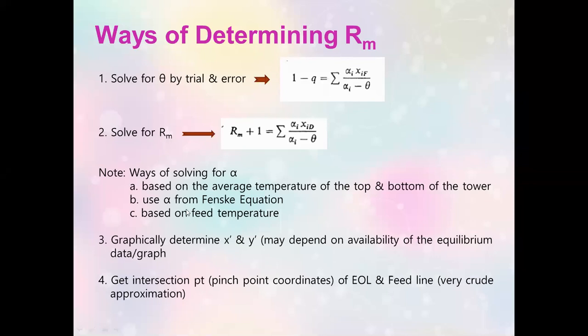If it's going to be based on the average temperature of the top and the bottom of the tower, that would be based upon the mole fractions of the bottoms liquid and the distillate. And that would need the boiling point equilibrium diagram that I have mentioned. If there's no way for other systems to be known, then I'll be providing you with the alpha. That is the case.